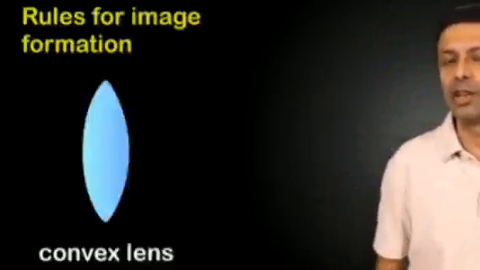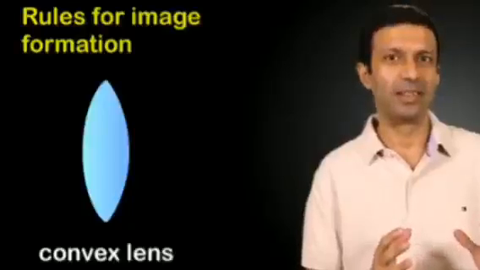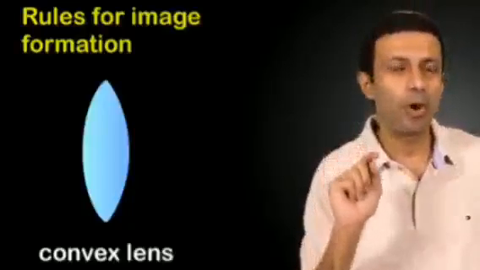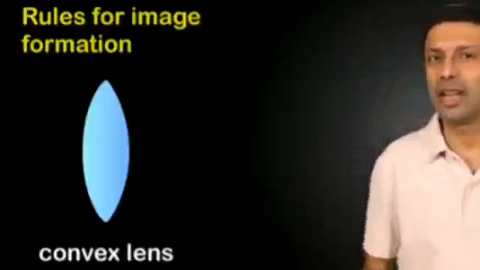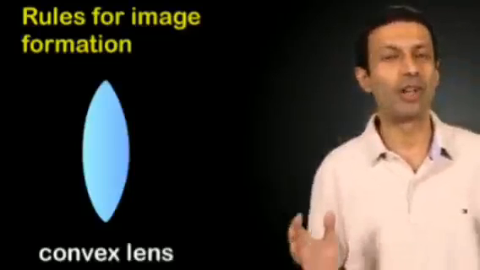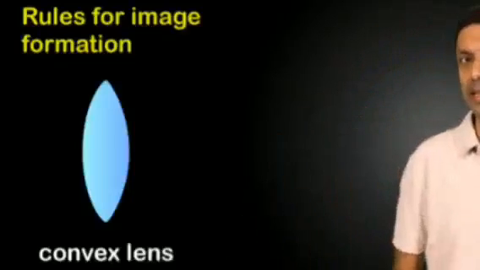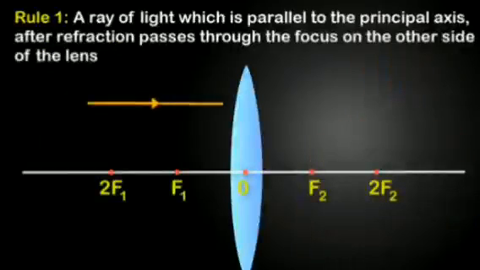Now let's take a look at the rules for image formation of a convex lens. Light is a very visual topic, so I would suggest you keep pausing the video and draw the ray diagrams in your notebook. Then you'll get a much better feel of what is going on. There are 3 rules for the convex lens. Rule 1. A ray of light which is parallel to the principal axis, after refraction, passes through the focus on the other side of the lens.